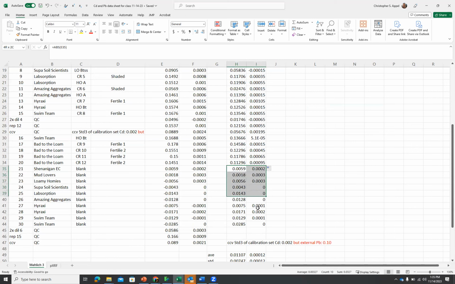And because it kind of butts up to my method detection data, oh, actually, I need to move that down here. You know what I'm going to do? I'm just going to make my method detection limit data red so that I know that that's different stuff.